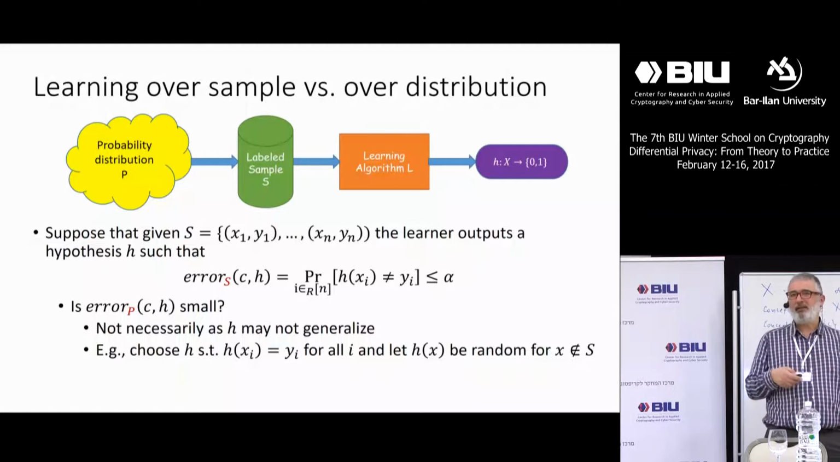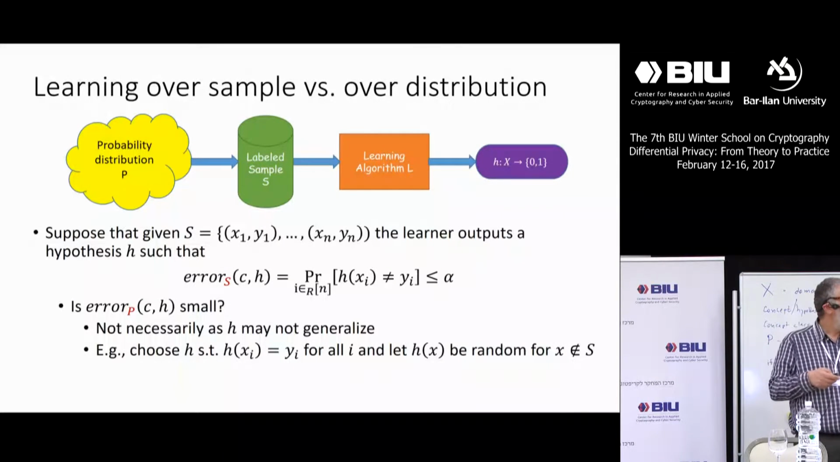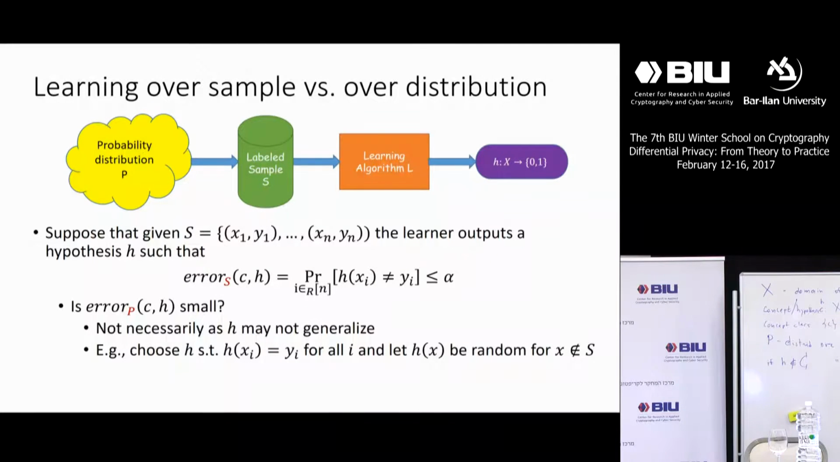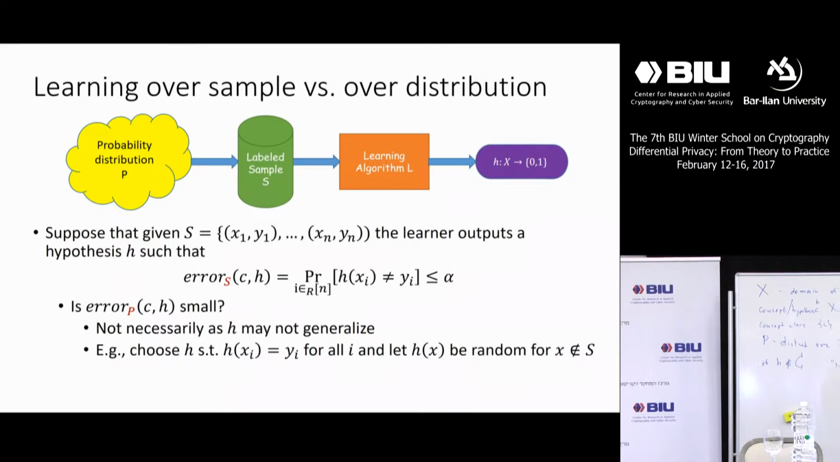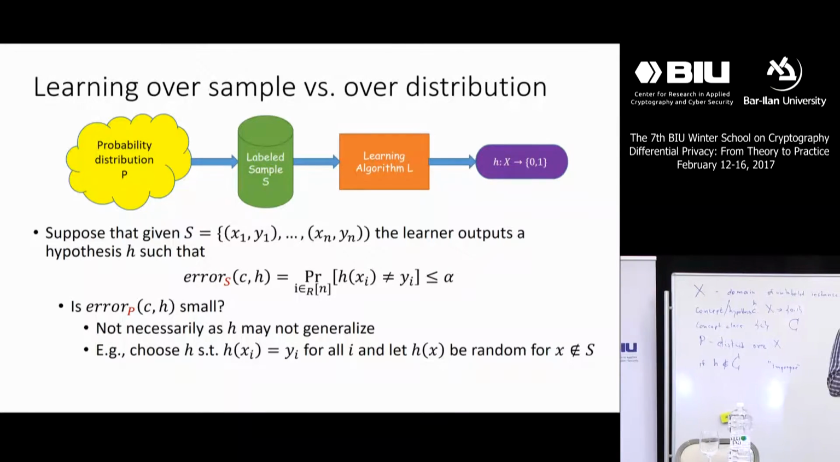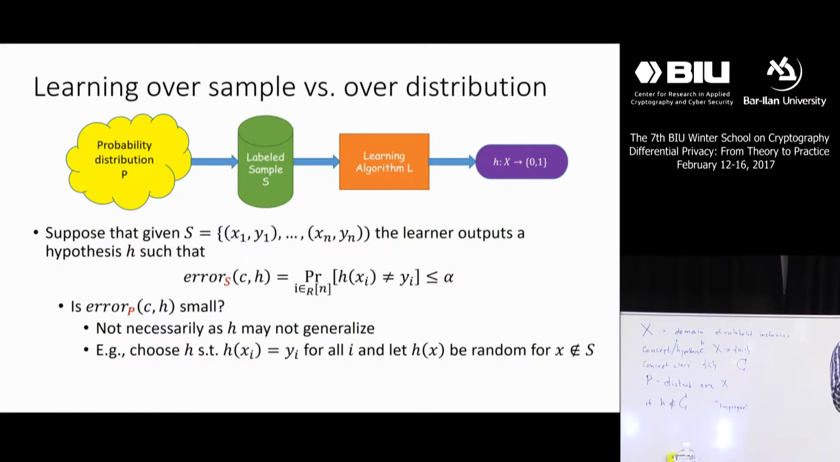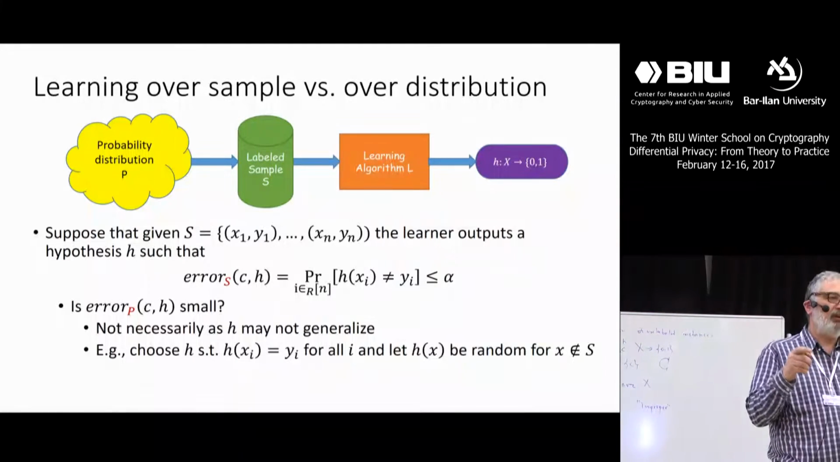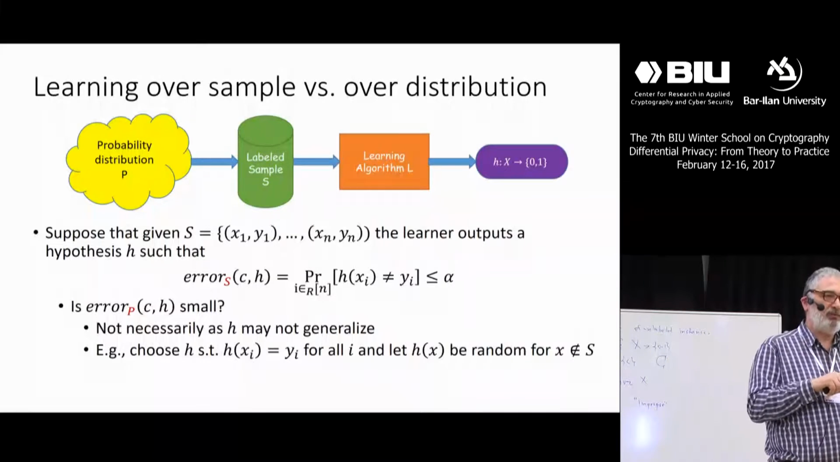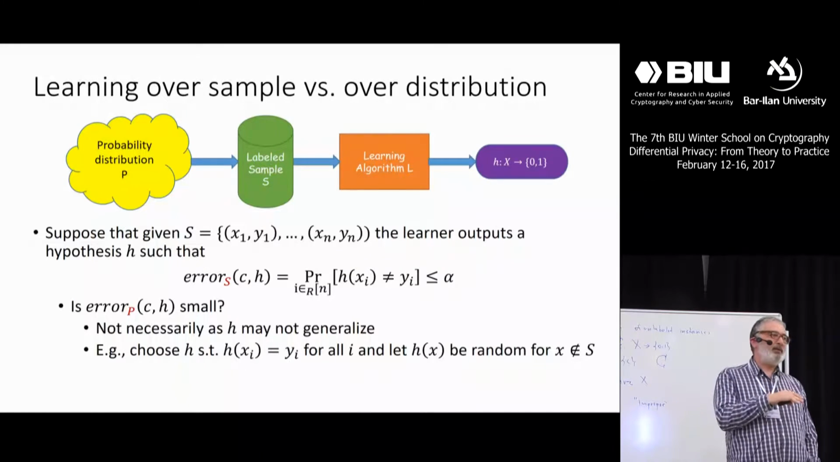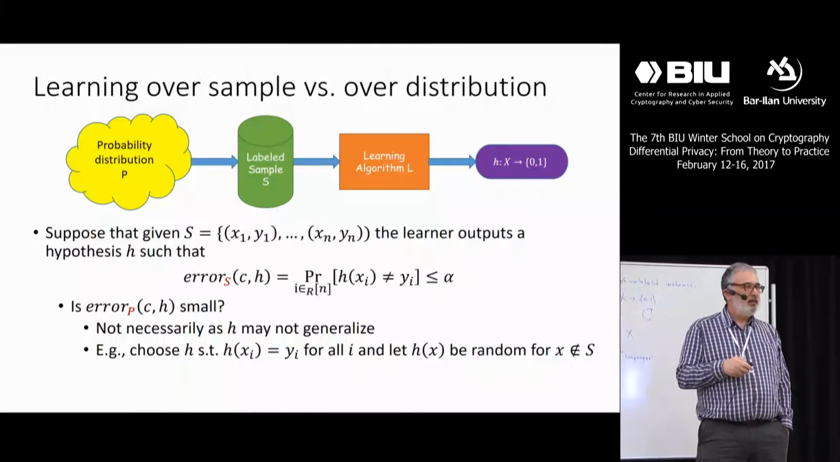And you can generate many examples. That doesn't have to be the only example. When you're learning from the distribution, you're given a sample from the distribution. Yeah. The learner is given a sample, but your goal is not to learn over the sample, but to learn over the distribution. That's the point I want to make. So the fact that you managed to learn over the sample doesn't mean that you learned over the distribution.